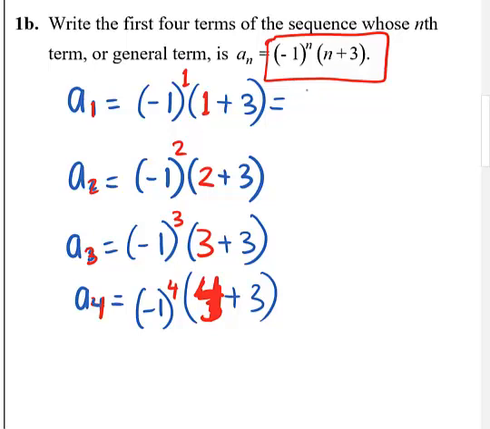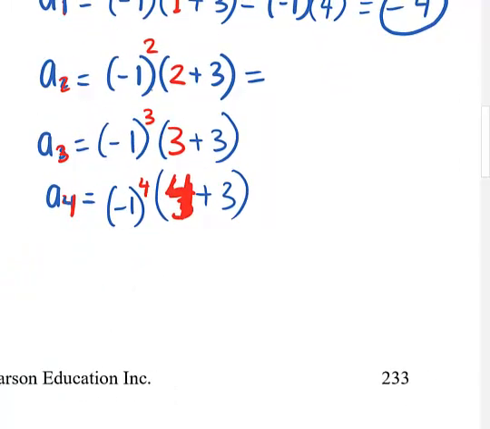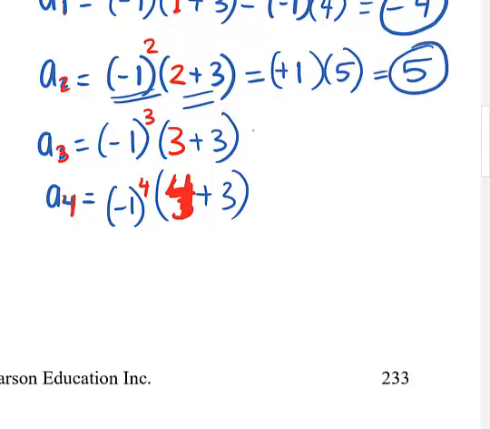The very top one, A1, that's negative 1 to the 1, that's just negative 1 times 1 plus 3, which is 4. So it's negative 1 times 4, which is negative 4. There's the first term of our sequence. The second one, A2, you have negative 1 to the second power, that's positive 1, times 2 plus 3 is 5. So you got 1 times 5, which is just 5.